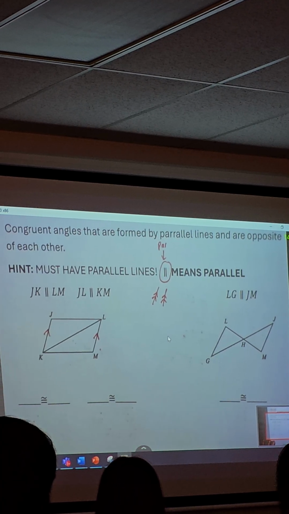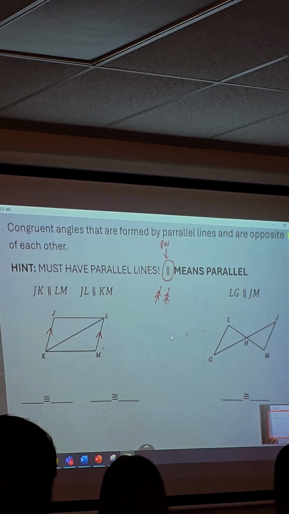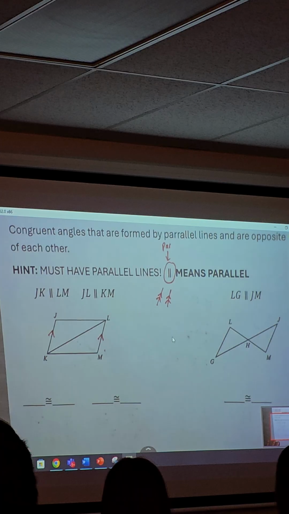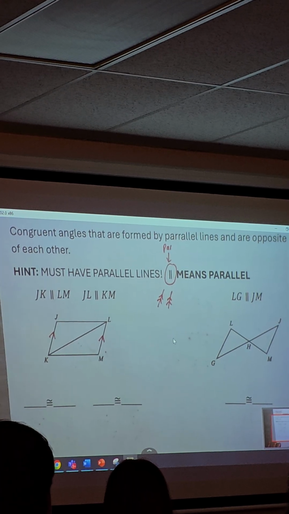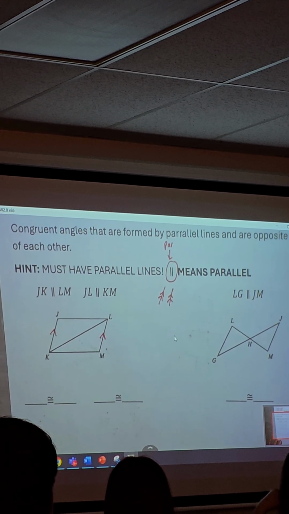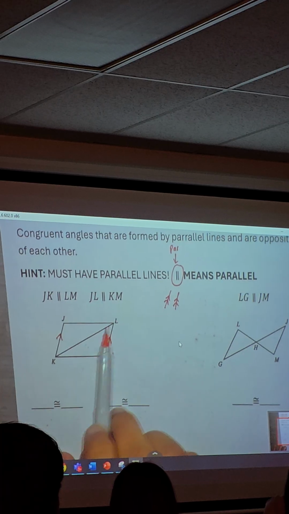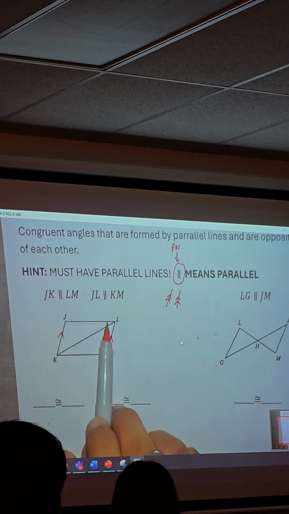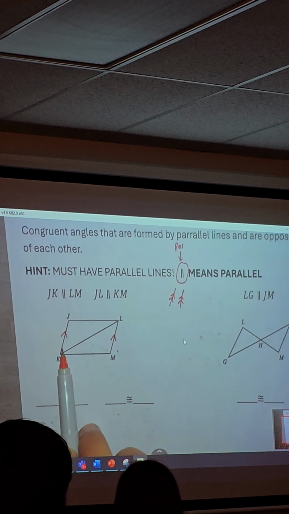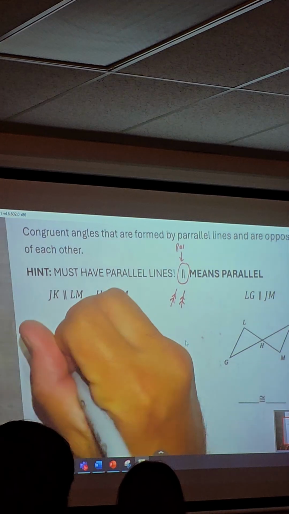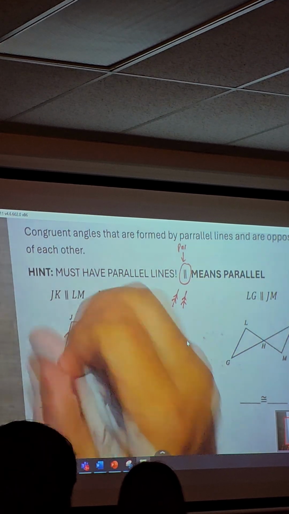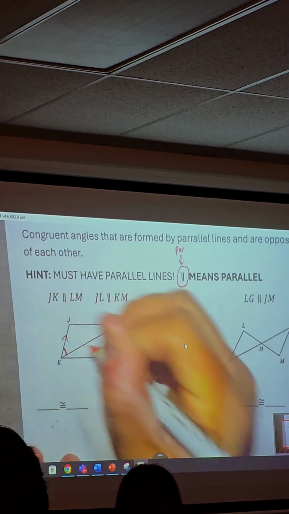Now, how do alternate interior angles work? So alternate interior angles, again, are congruent angles that are formed by parallel lines and opposite of each other. So the angle has to be on the parallel line. Can I put the angle here? No, it's not on the parallel line. Can I put the angle here? Yes, because it's on the parallel line, right? So I'm going to put the angle here.